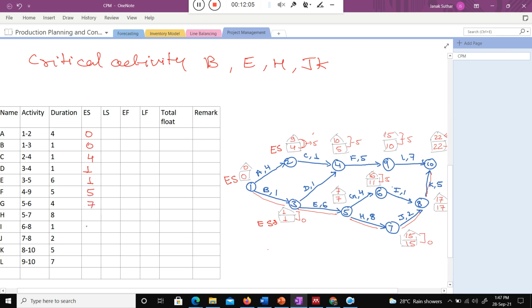for activity H, okay, very good. For activity I, just wait, 11, okay. For activity J, very good. For activity K, 17, and for activity L, 10. Very good, very good.